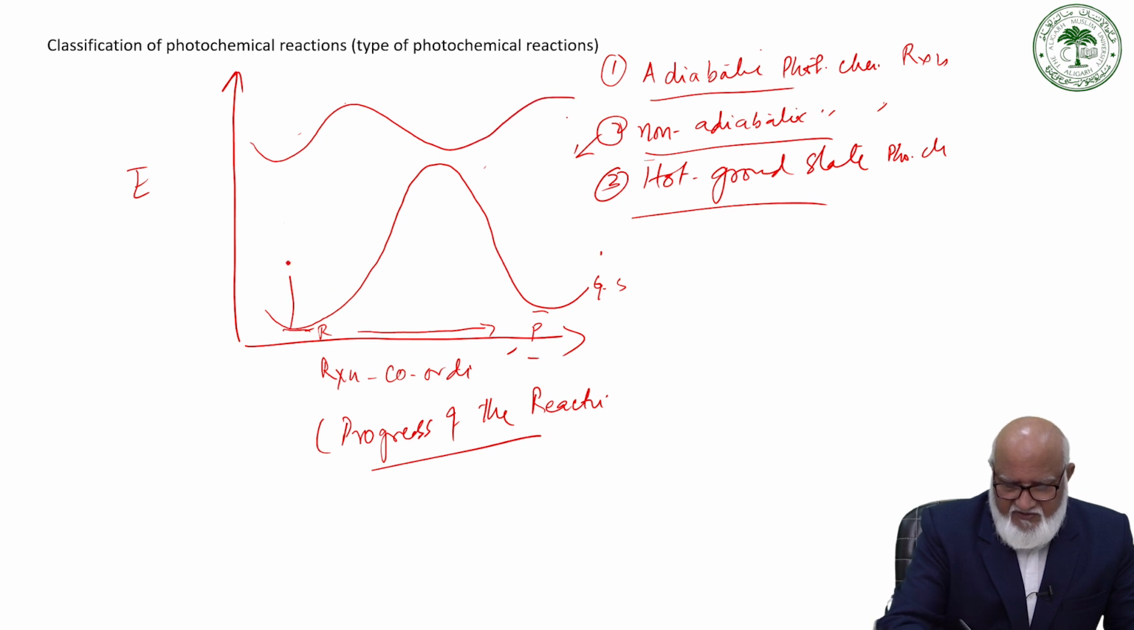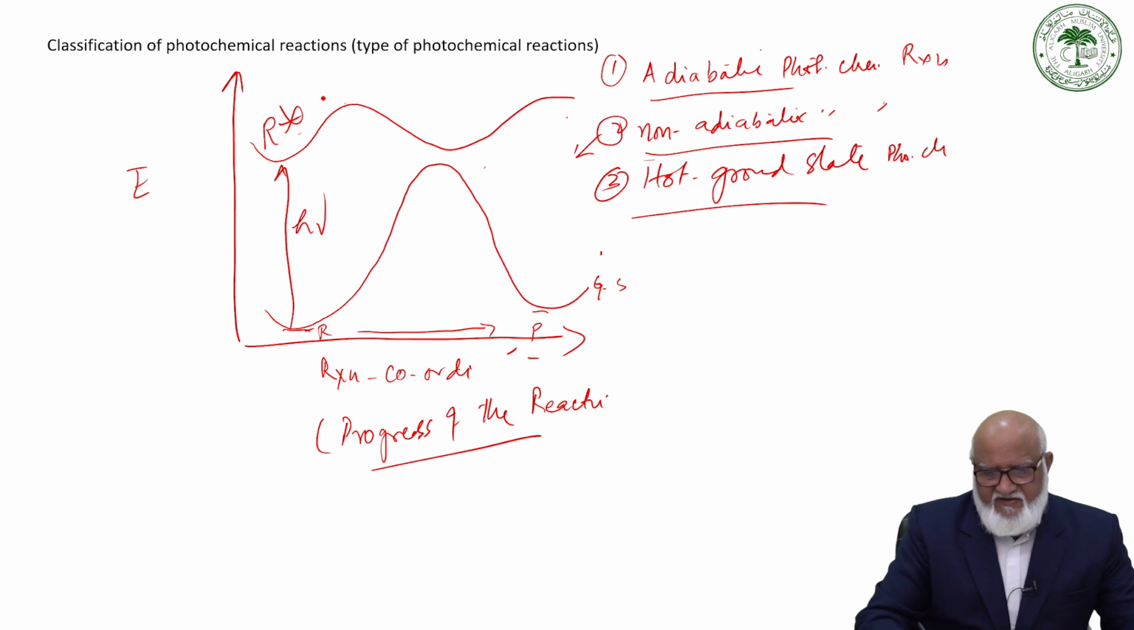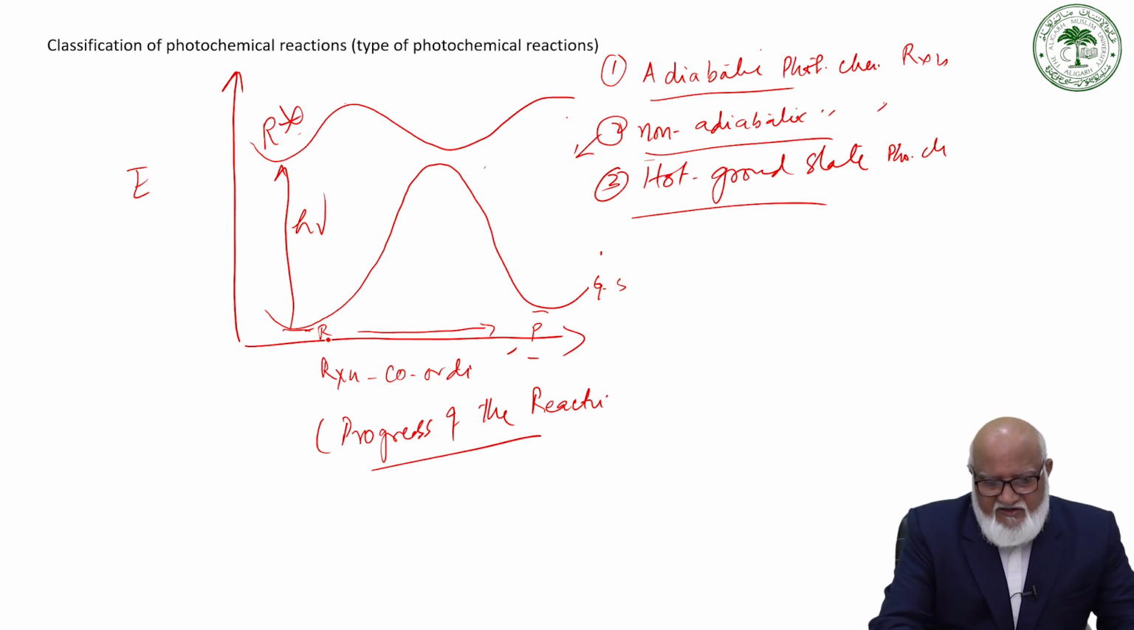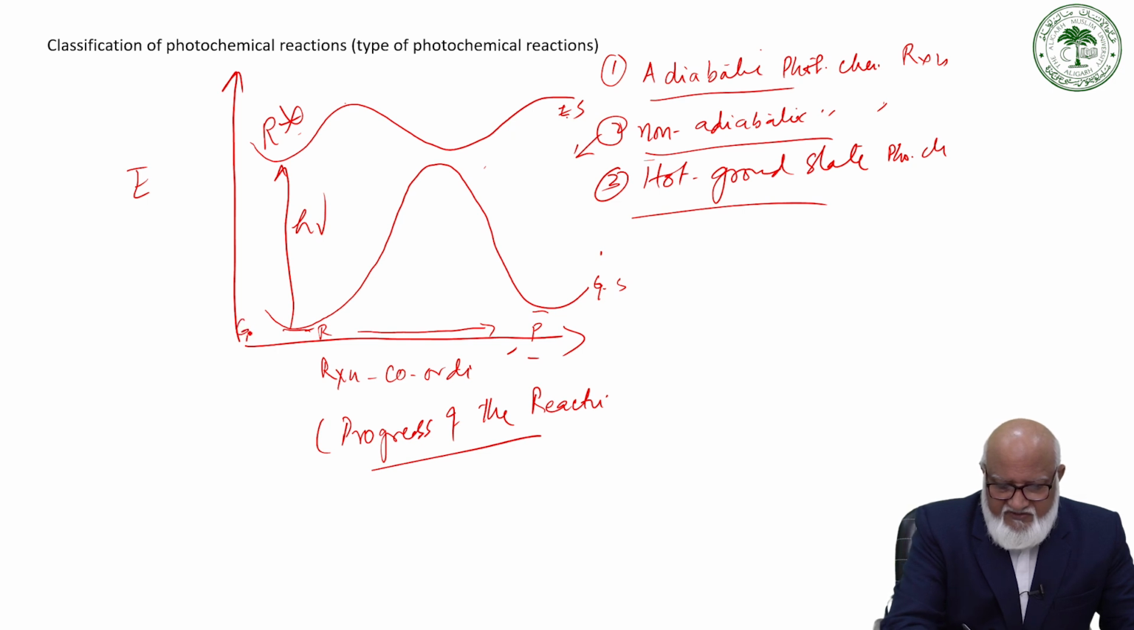So the reactant, on absorption of light, h nu, goes to an excited state of the reactant. There is a second type of photochemical reaction called a non-adiabatic photochemical reaction, where the reactant R on absorption of light goes to an excited state of the reactant. This is the ground state curve, this is the excited state curve. This is the reactant in the ground state, and then the reactant in the excited state.